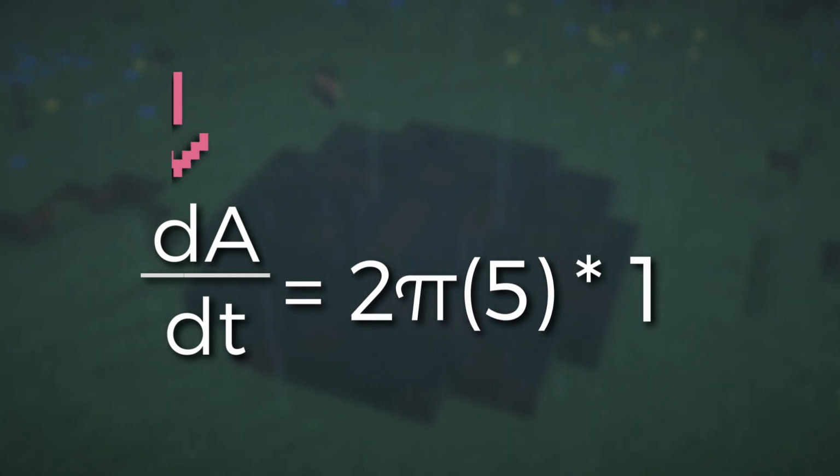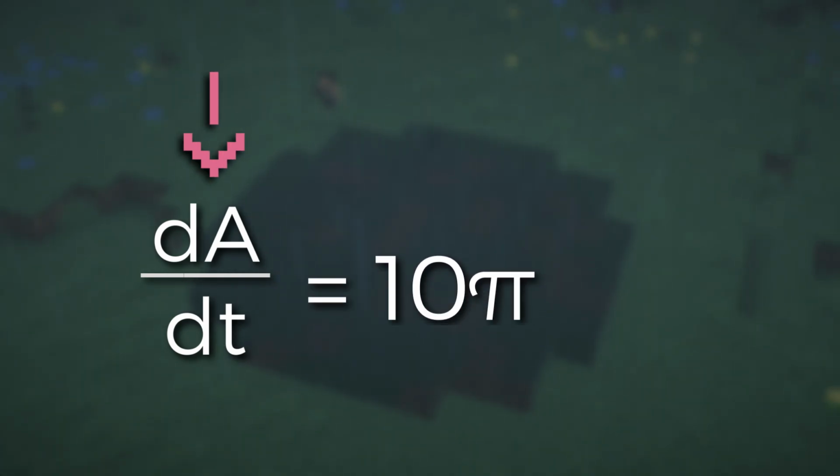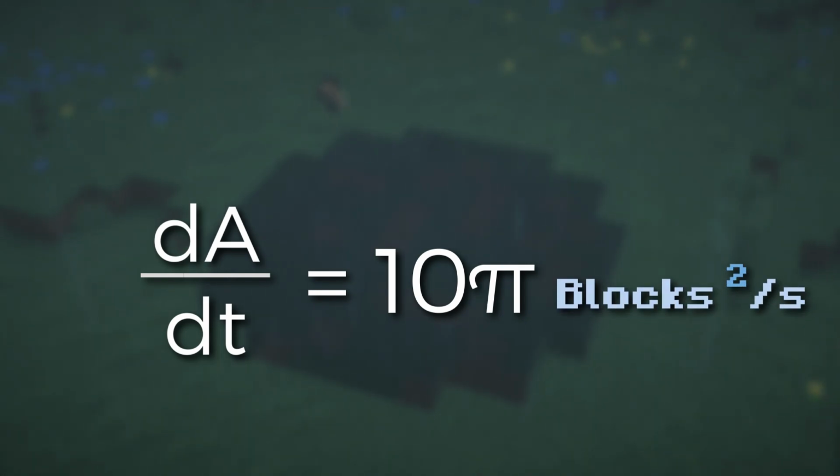Now the last step just involves us solving for dA, which gives 10 pi as our answer. So the area increases at a rate of 10 pi blocks squared per second when the radius is 5 blocks long. Okay, that wasn't too bad.